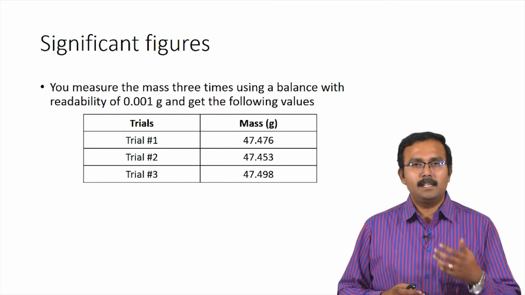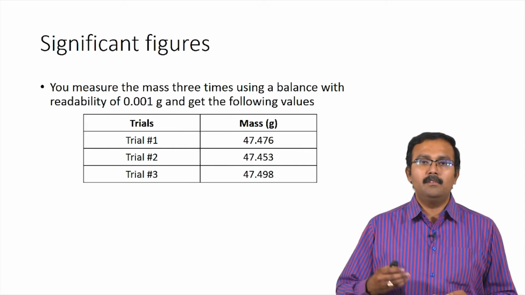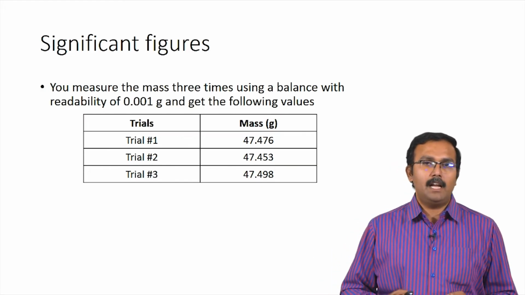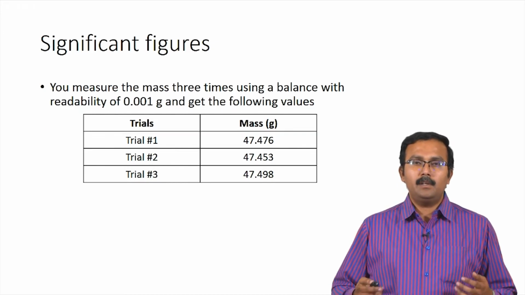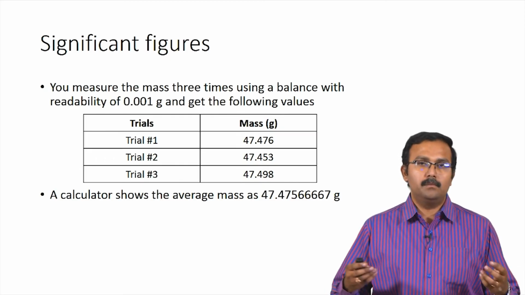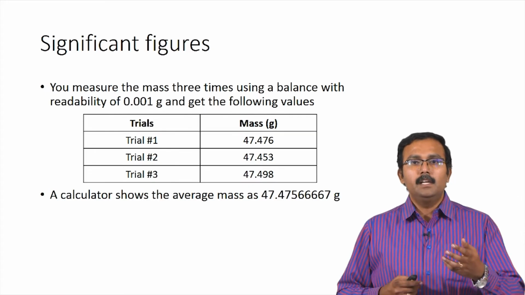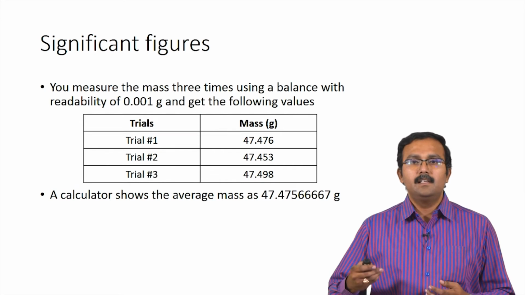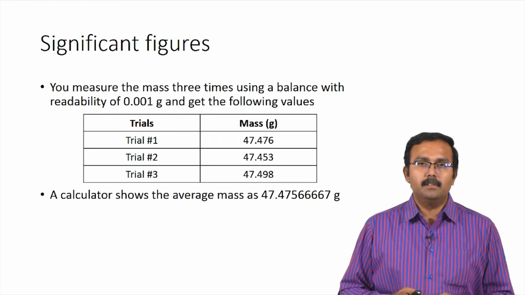Trial 1 has given you a value of 47.476, trial 2 has given you a value of 47.453, and trial 3 has given you a value of 47.498. Now, if you were to calculate the average of these three, which you can assume to be the closest to the accurate mass of the substance you measured, you will end up with a value something like 47.475666667 grams, which is what your calculator or Excel would give.